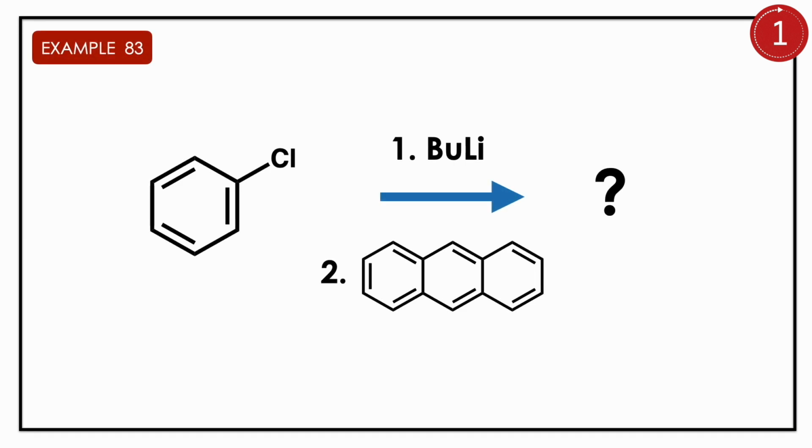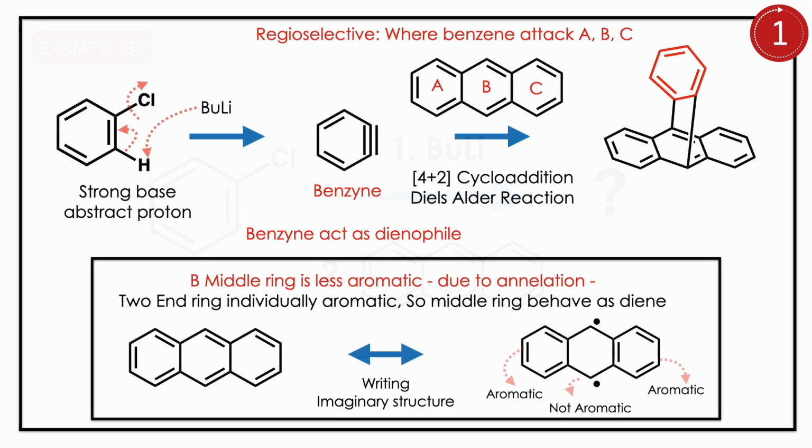Then the next example, you have chlorobenzene reacting with butyl lithium and anthracene. You should find what will be the final product. Here you have butyl lithium. It promotes the formation of benzyne through HCl elimination. Then benzyne is the reactive species. Benzyne can undergo 4 plus 2 cycloaddition, and it can attack any ring in anthracene: A, B, C.